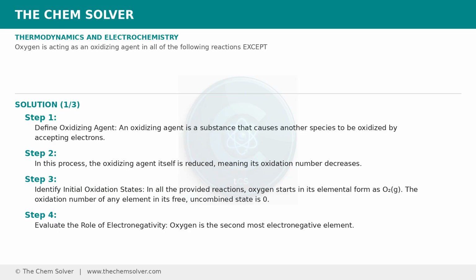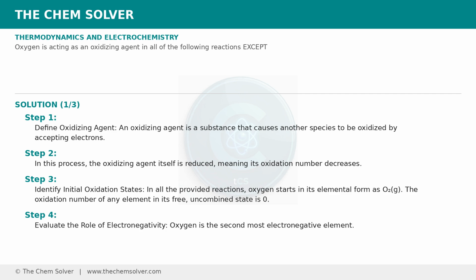Define oxidizing agent. An oxidizing agent is a substance that causes another species to be oxidized by accepting electrons. In this process, the oxidizing agent itself is reduced, meaning its oxidation number decreases. Identify initial oxidation states. In all the provided reactions, oxygen starts in its elemental form as O2. The oxidation number of any element in its free, uncombined state is 0.